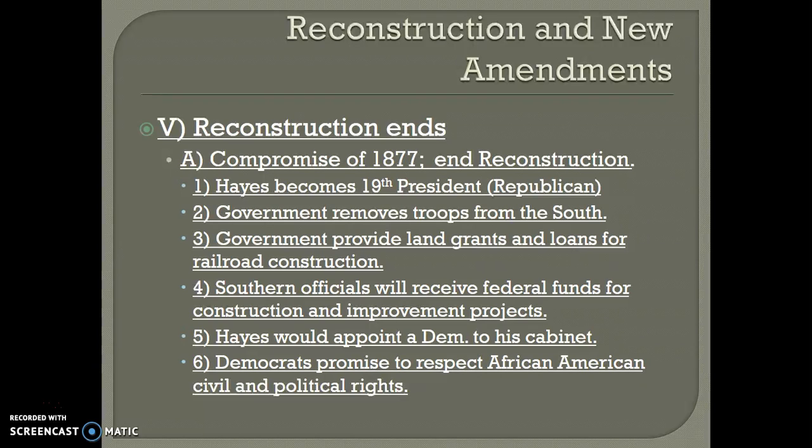Hayes would also appoint a Democrat to his cabinet, and the Democrats promised to respect African-American civil and political rights, which they will not throughout this time. And then when the Republican and Democrat parties flip in the 1960s with what was known as the Southern Strategy, the Republicans in the 1960s, 70s, and 80s will do the same thing. They will try to suppress African-American and minority rights.